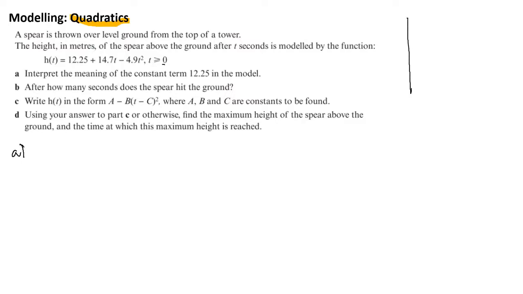I'm just going to sketch a graph showing what's happening. So the y-intercept of my graph would be 12.25, and the shape of the graph would look something like this. And that makes sense. So here is our tower, the spear gets thrown, goes up a bit and then goes down and hits the ground. That's what's going on here. Now I know the y-intercept is 12.25. And so because of that, this 12.25 is the height of the tower in meters.